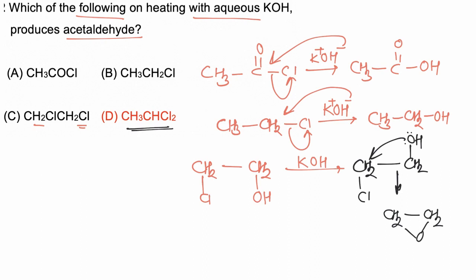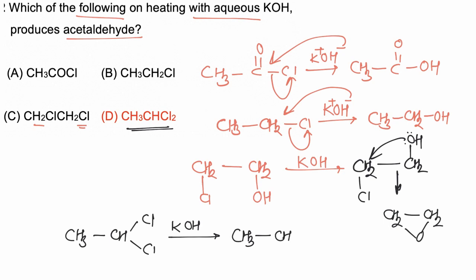Now if gem dihalides are taken, gem dihalides are those molecules which have Cl on the same carbon. Gem dihalide on reacting with KOH will replace both Cl and it will be converted to gem diol. Now gem diols have lone pair repulsion between the oxygen atoms. So due to lone pair repulsion, a water molecule is eliminated and finally it will be converted to acetaldehyde. So acetaldehyde is formed in the fourth case, and hence the correct answer is D.